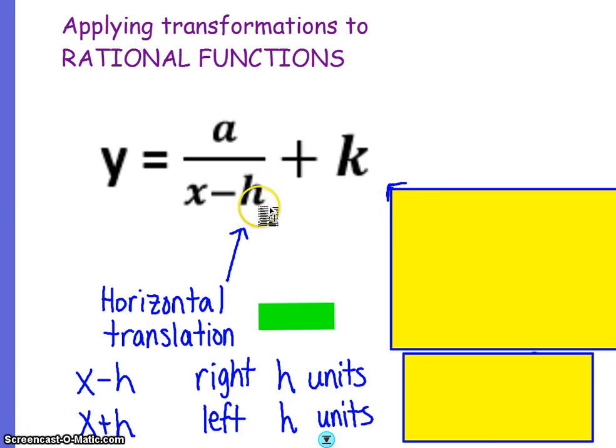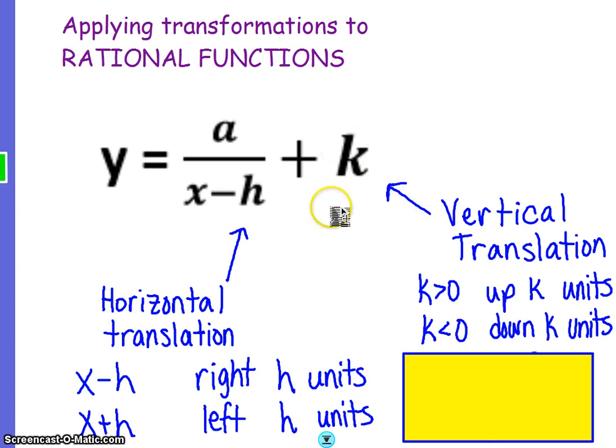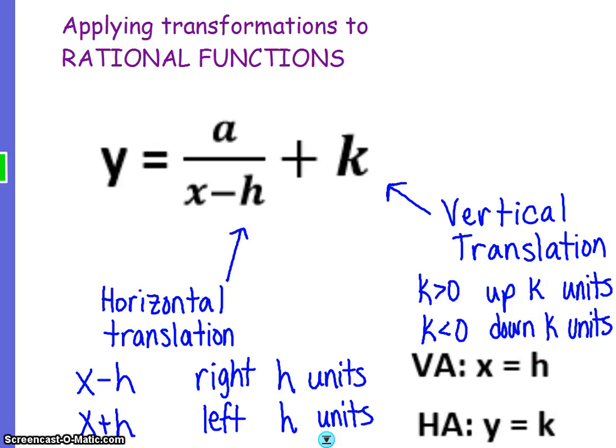What we'll find is the h and the k, if you recall, dealt with the horizontal and vertical translations of the graph. So the h is still going to be the horizontal translation. If we have x minus h, that'll move the graph to the right h units. If we have x plus h, the graph will move to the left h units. The k, if you recall, deals with the vertical translation. It will move the graph up or down k units.